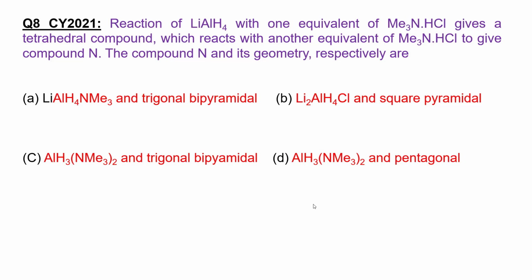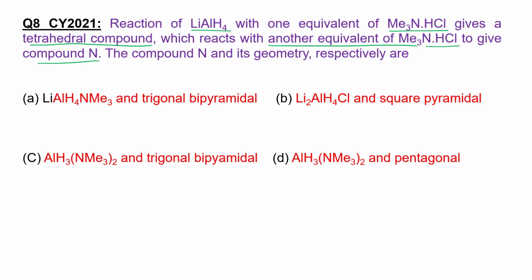Question number 8, CY 2021. The question is: reaction of LiAlH4 with one equivalent of Me3N·HCl gives a tetrahedral compound, which reacts further with another equivalent of Me3N·HCl to give a compound N. Now we have to find out the chemical formula of compound N and its geometry.